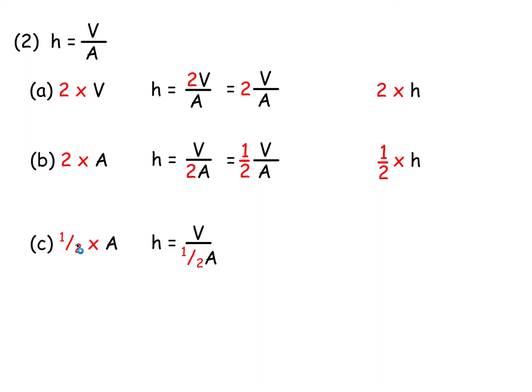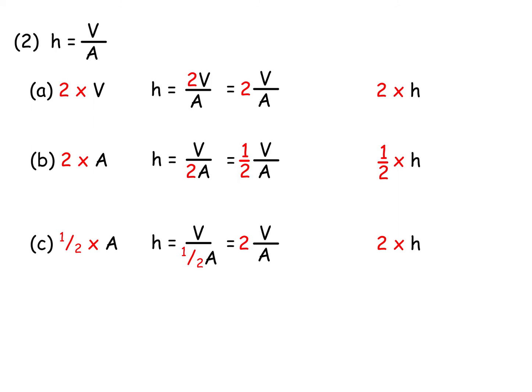Suppose we half the area then. I want rid of this half, so I would double the top and double the bottom, and that'd be giving me 2 over 1, which is 2. So it's double V over A, and V over A was the height. So it's double the height. So double the volume, double the height; double the area, you half the height; half the area, you double the height. It's all because the area is in the bottom that the doubling became halving and the halving became doubling.